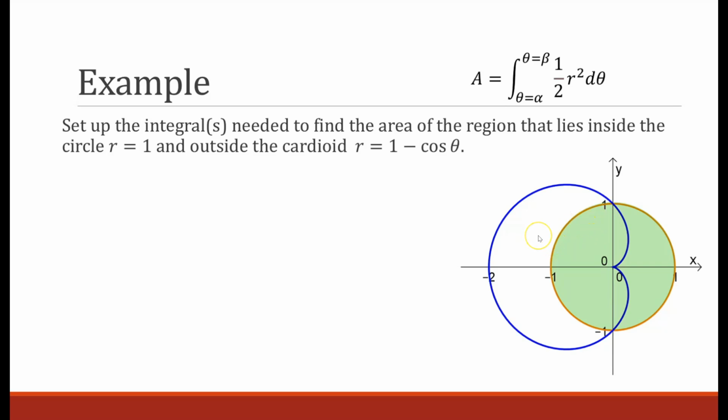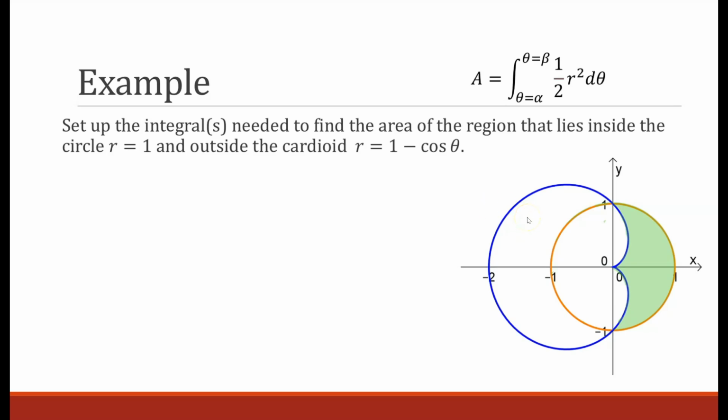So I'm going to need to erase part of this circle. So I don't want any part that's inside the cardioid. So this region here is what I want to find the area of. This one's pretty similar to a previous example, so we'll do this one without using symmetry first, and then show what happens when we use symmetry.